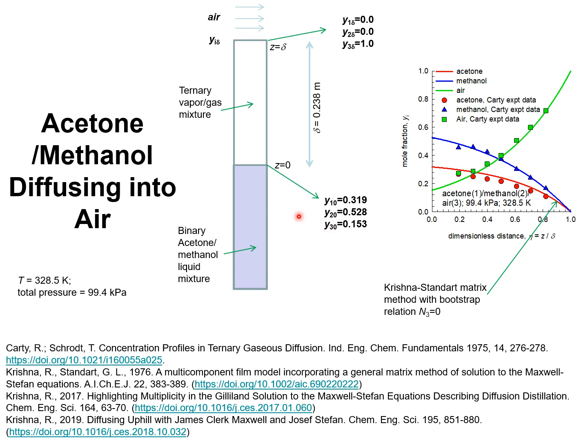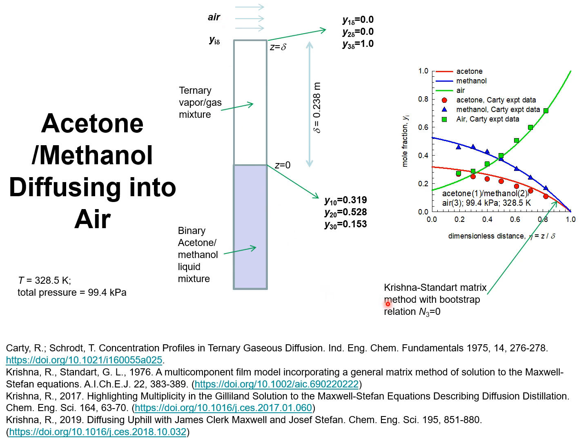The example here being considered is one in which we have diffusion of acetone and methanol in air, which is stagnant because air cannot diffuse into the liquid mixture, or the solubility is nigh 0. So here we have an example of Stefan diffusion with the bootstrap relation N sub 3 is 0, where 3 is the species air, which is considered to be a mixture of nitrogen and oxygen.